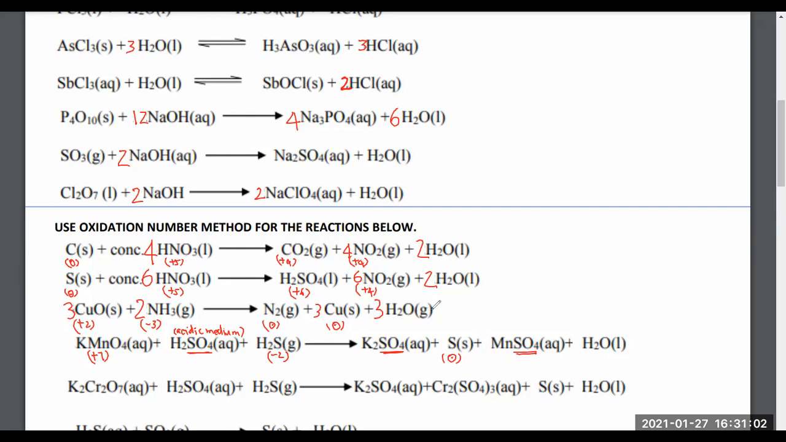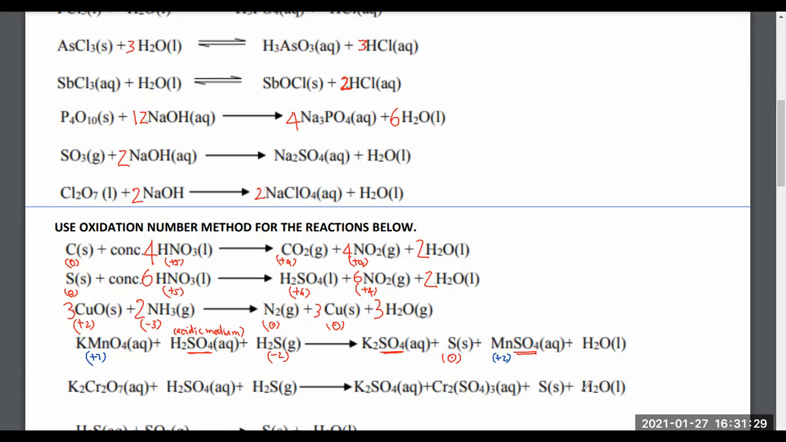H2S is the one which turns to sulfur. You have to be absolutely sure about that. Now, in KMnO4, manganese is +7. Maybe I should use a different color for a better understanding. I'll go for blue for MnO4. This is from +7, it goes to +2. In MnSO4, manganese is +2.